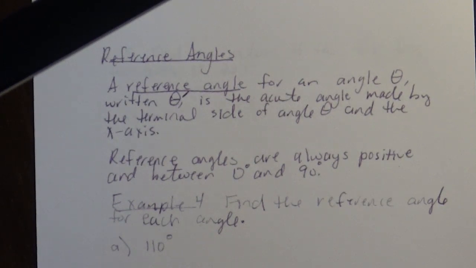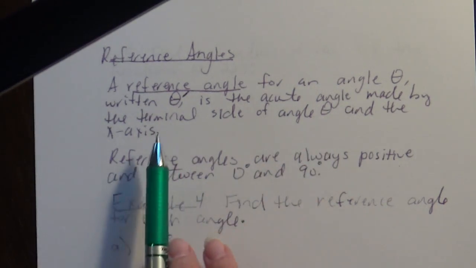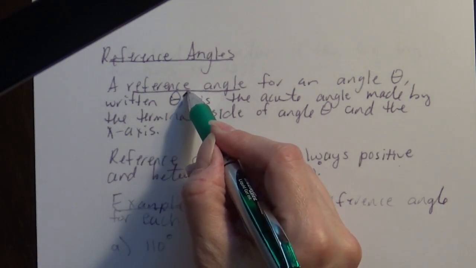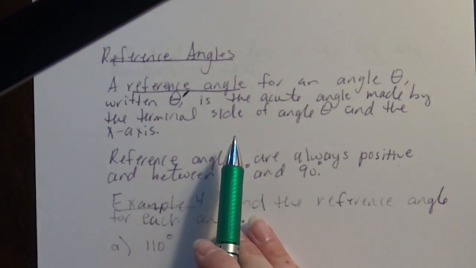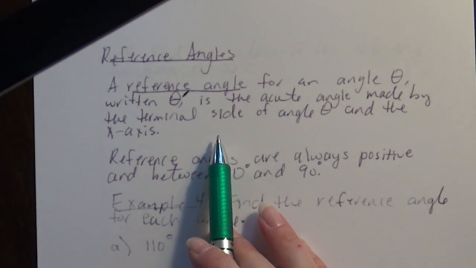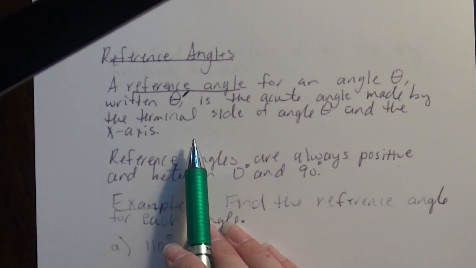Now we want to talk about reference angles. Reference angles are going to be extremely helpful for many of the things that we'll be doing throughout the rest of this course. Let's read the definition. A reference angle for an angle theta, written as theta prime, with a little prime mark here, is the acute angle made by the terminal side of angle theta and the x-axis.